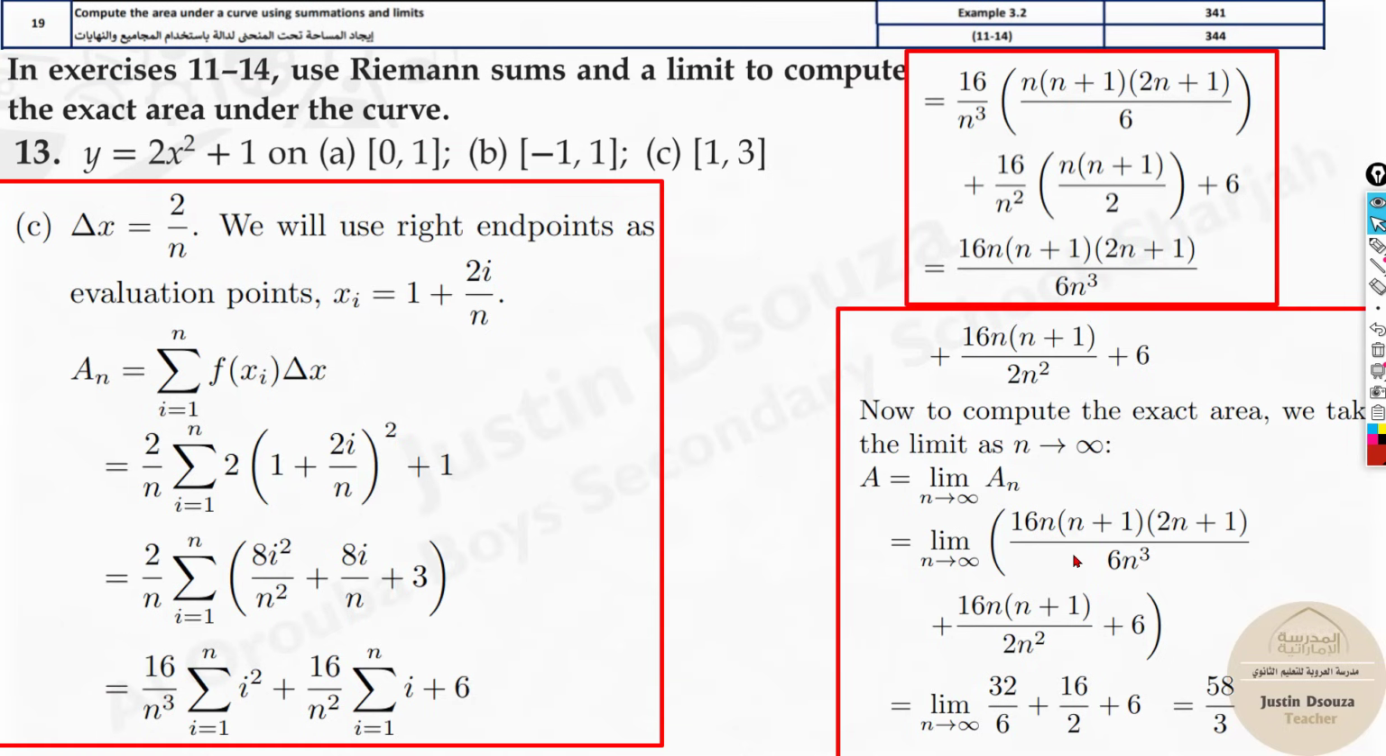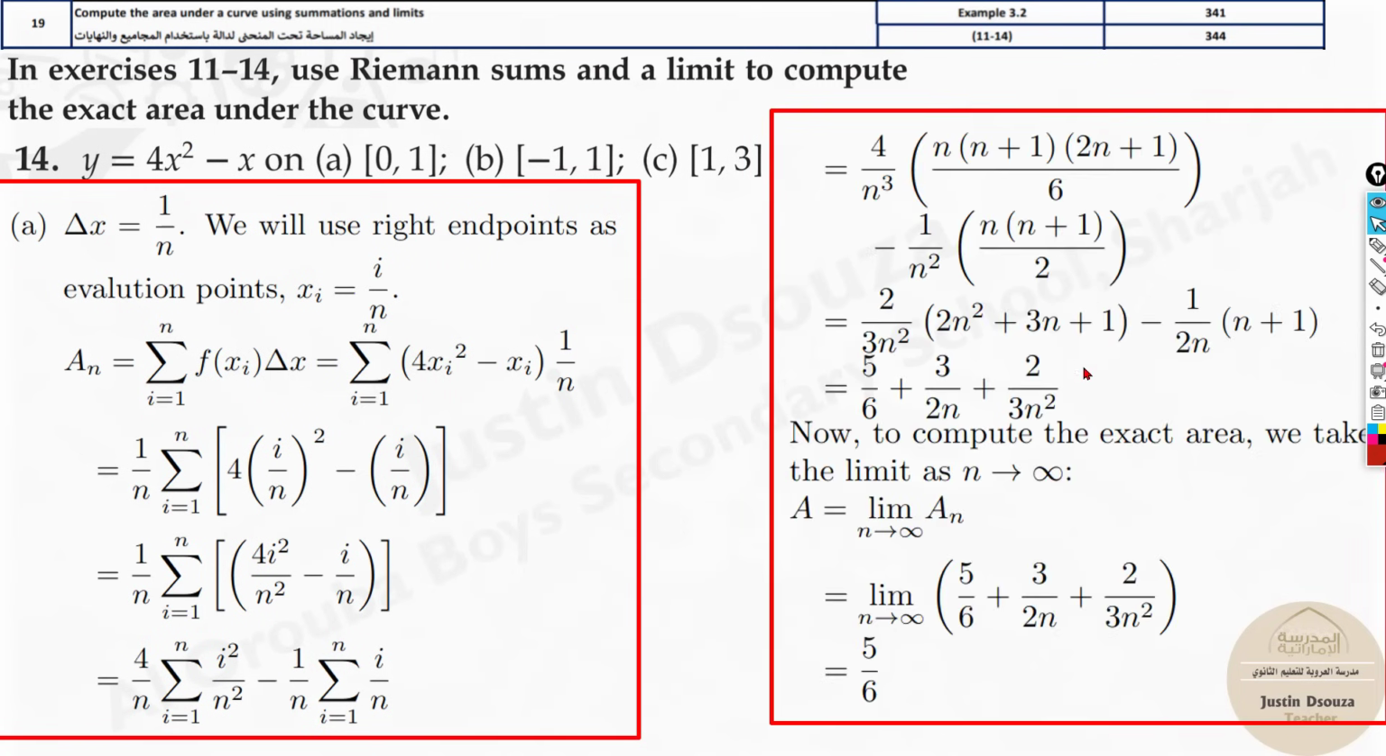If you're thinking how to take the limit, we have done it before. Infinity means just substitute a huge number here and you will get the answer. So this is also another thing. This part, I mean the limit part, do directly in the calculator.